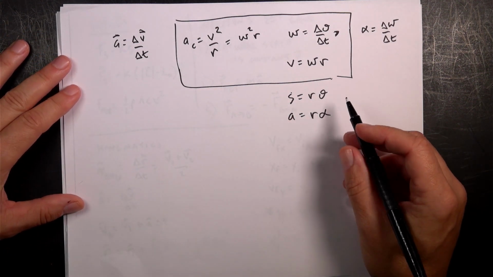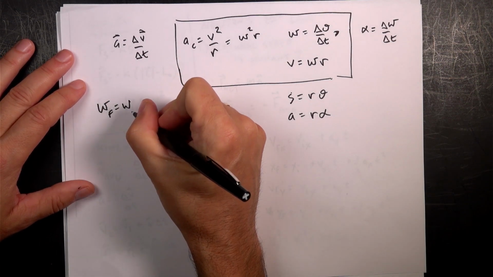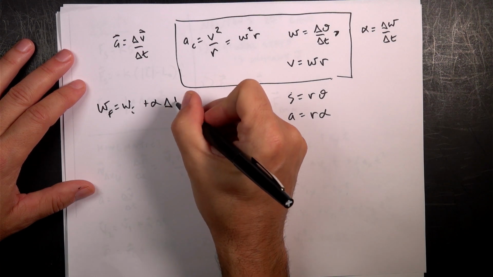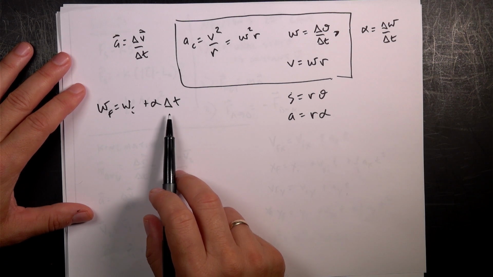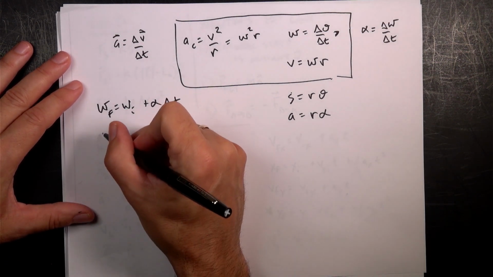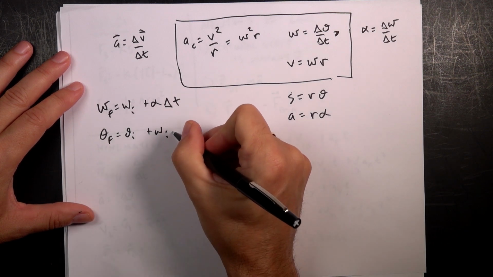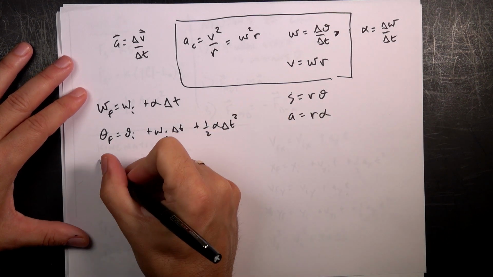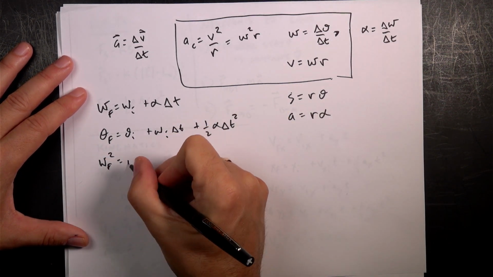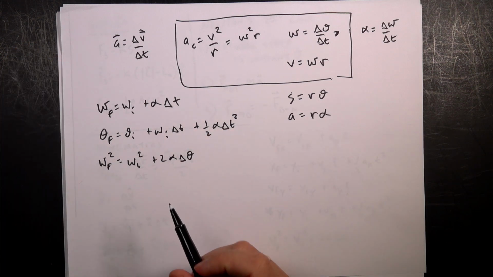And so you get the following angular kinematic equations also. Omega final equals omega initial plus alpha delta t. A lot of times you'll see that as just t because we're starting with t equals 0. Theta final equals theta initial plus omega initial delta t plus 1/2 alpha delta t squared. And then finally, omega final squared equals omega initial squared plus 2 alpha delta theta. And so these look a lot like kinematic equations because they essentially are.